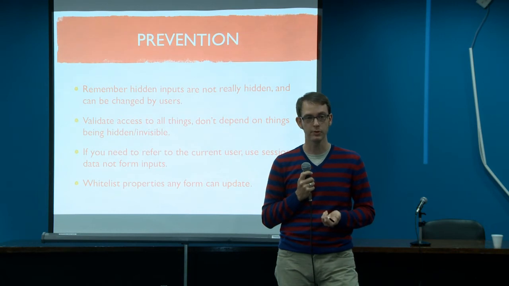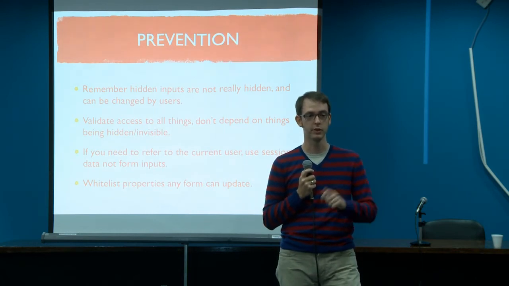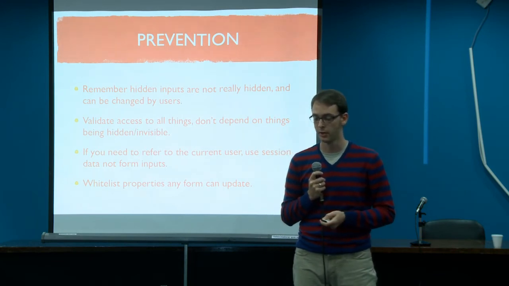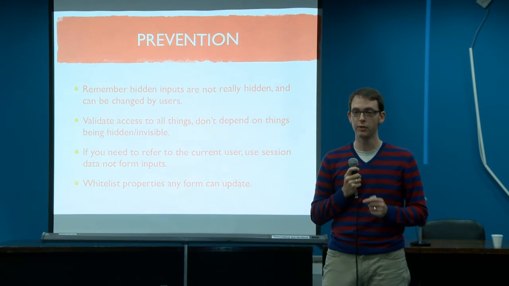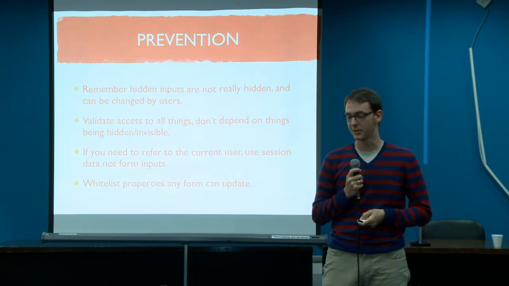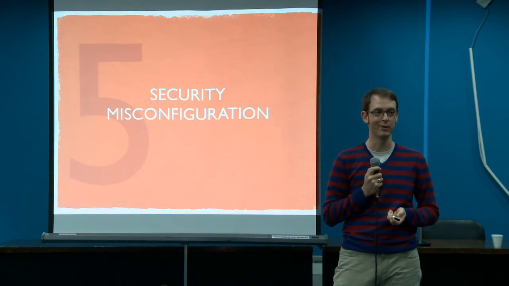Also whitelist properties. Most frameworks have now switched the defaults from accept everything to accept nothing, and you have to whitelist everything. That's a much safer way to do things. Basically, all users are trying to kill you and eat your brains. So don't trust them, because they're all evil. Well, most of them aren't, but assume that some of them are.